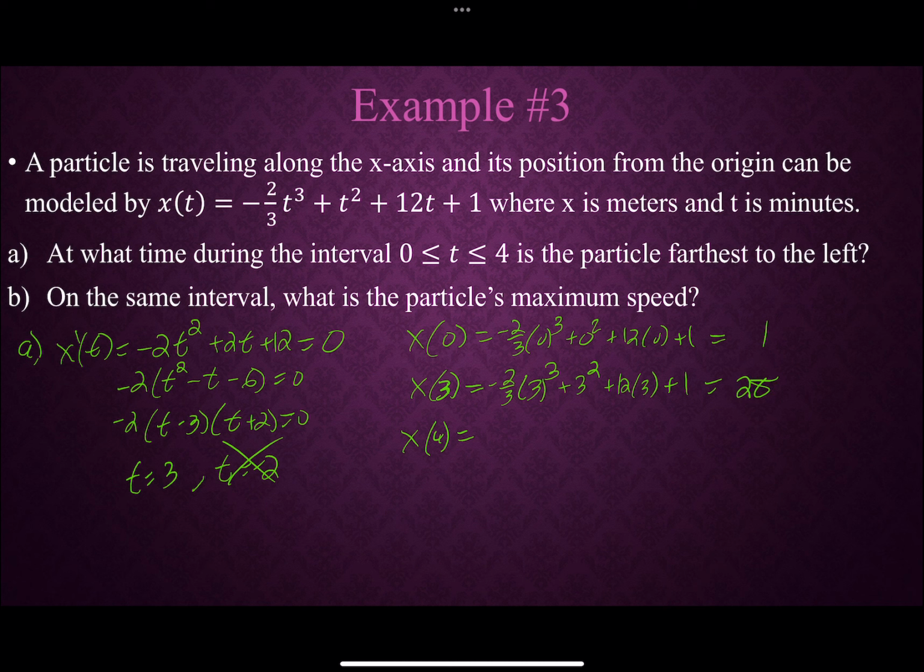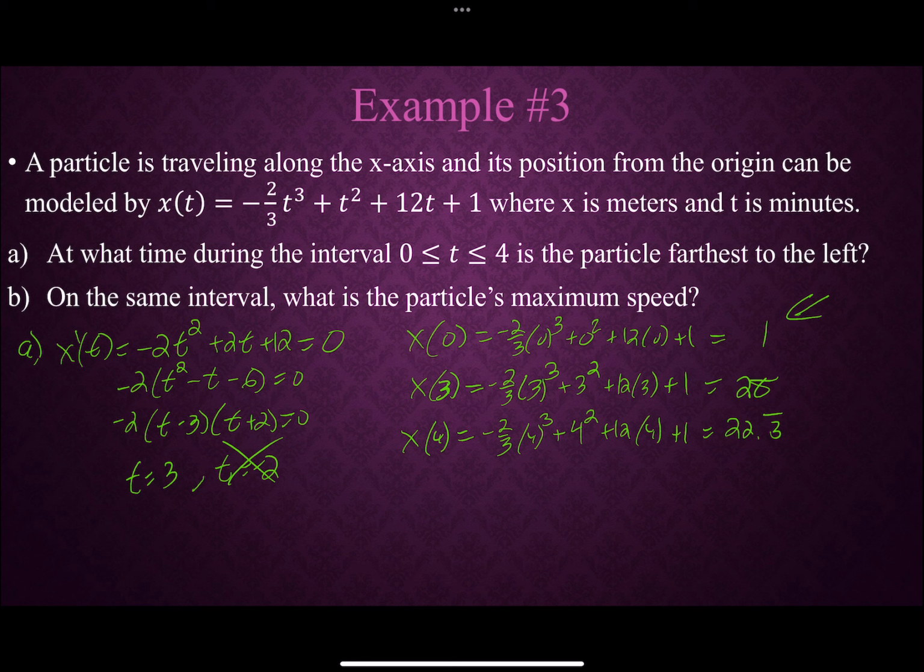So obviously we were moving right. We started off moving right, and then at 3, we're probably going to start going backwards. So odds are at 4, we're probably not going to go far enough back to get further left than the 1, but let's see what happens. We fill in the 4 for each of these pieces, and yeah, we don't. We get 22.3 repeating. So at t equals 0, we are farthest to the left, because that's the leftmost value.